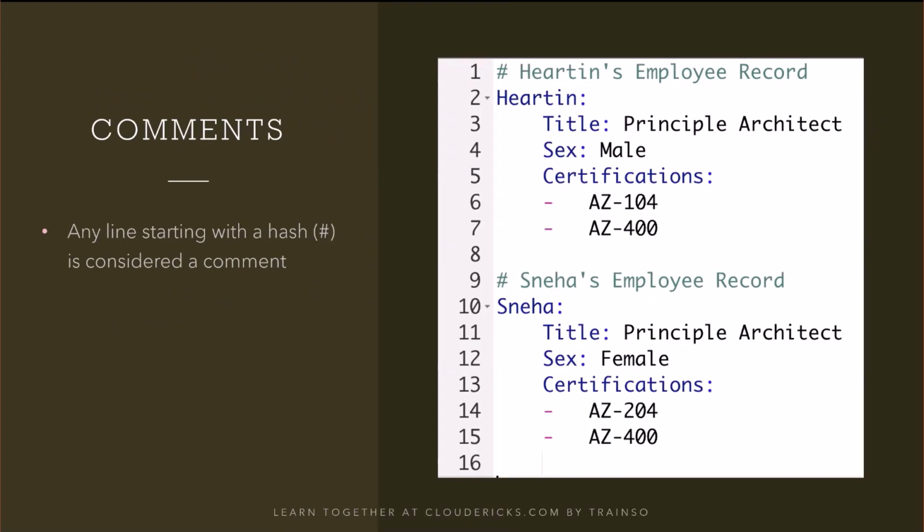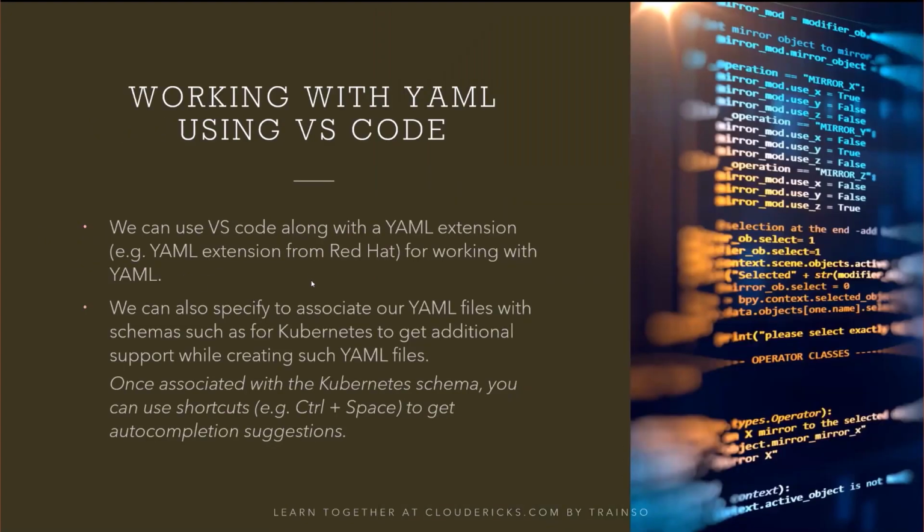Comments. Any line starting with a hash is considered a comment. Working with YAML using VS Code. We can use VS Code along with a YAML extension, for example the YAML extension from Red Hat. We can also associate our YAML files with schemas such as Kubernetes to get additional support while creating such YAML files. Once associated with the Kubernetes schema, you can use shortcuts such as Control plus space to get auto completion suggestions. Basically, you start typing and then your IDE will provide options for completing it.